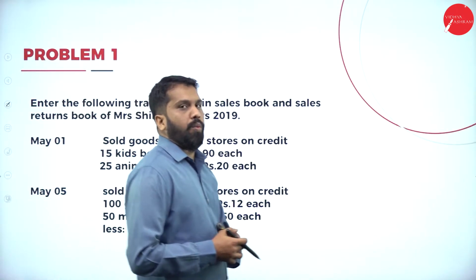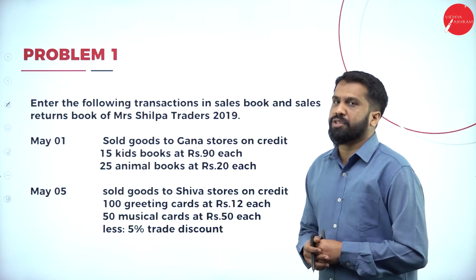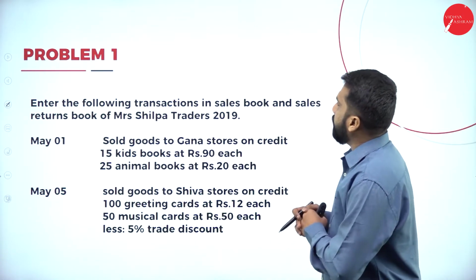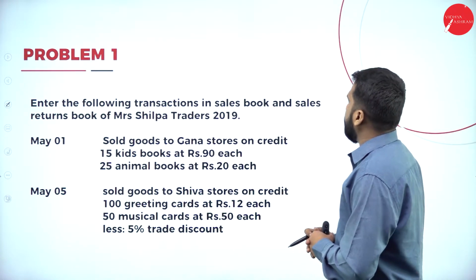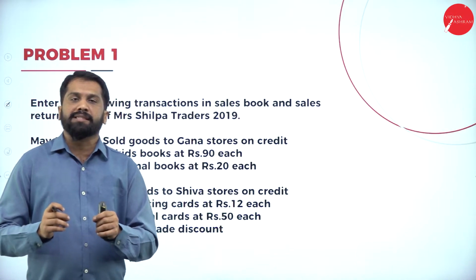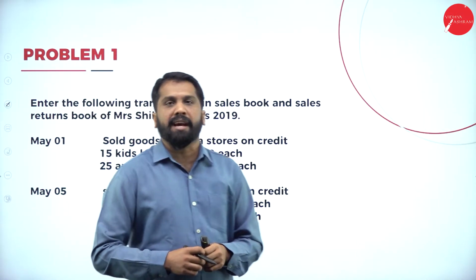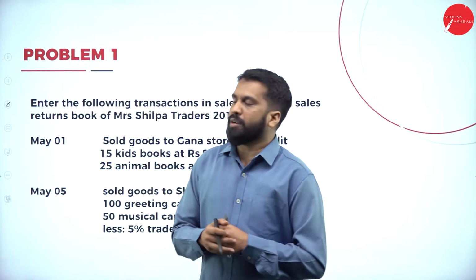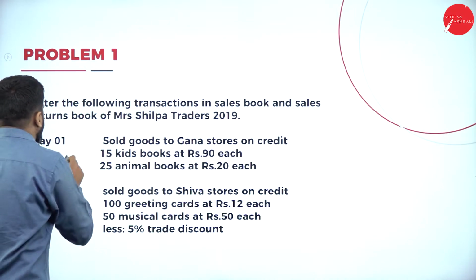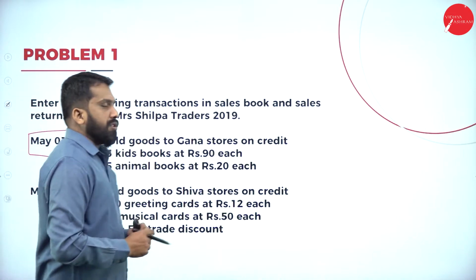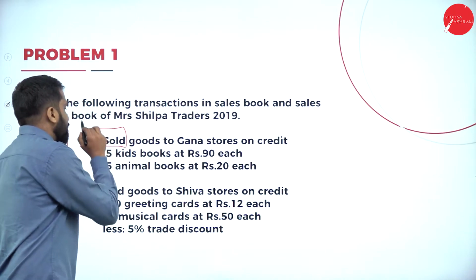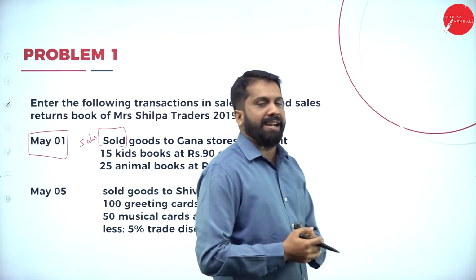Now, problem number 1. So, how do we do this calculation? The format I can explain you while doing the answer itself. Now, as per this, enter the following transaction in sales book and sales return book. They have given, we are supposed to calculate sales book as well as sales return book. Now, in this, what is the first one? Sold goods. Sold means what? Remember, it is sales. Sold means sales. Very simple. Sales return directly we can take.